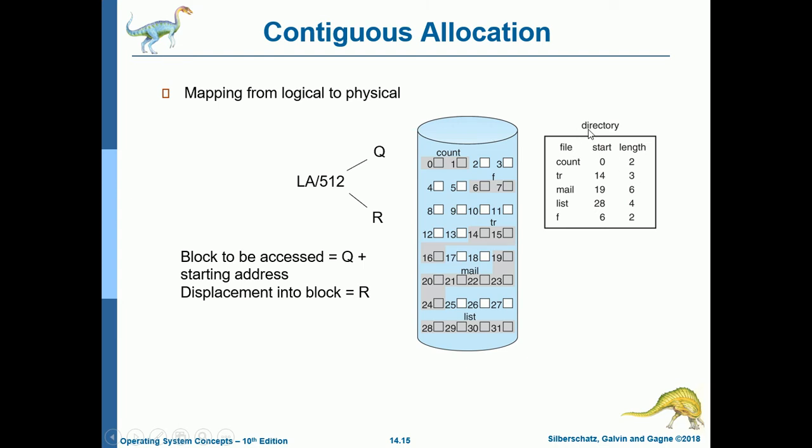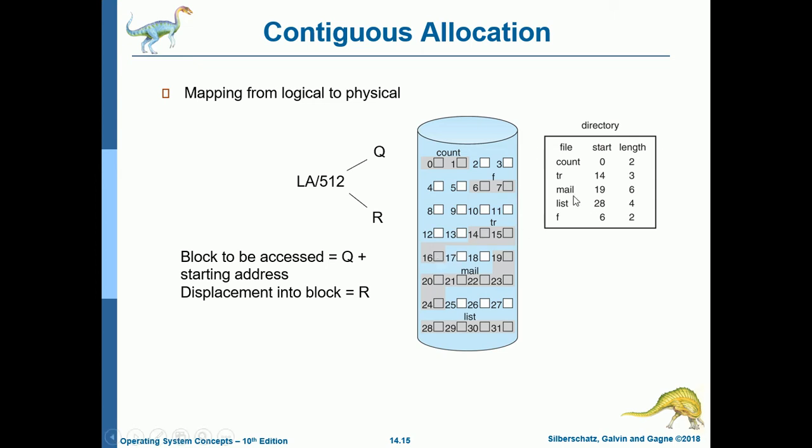For example, in the directory we have file count. The starting block is 0, and the length is 2, so it only needs 2 blocks. It occupies 0 and 1. And then for file TR, it is located at block 14, and it requires 3 blocks. That's why 14, 15, and 16 are occupied by file TR.